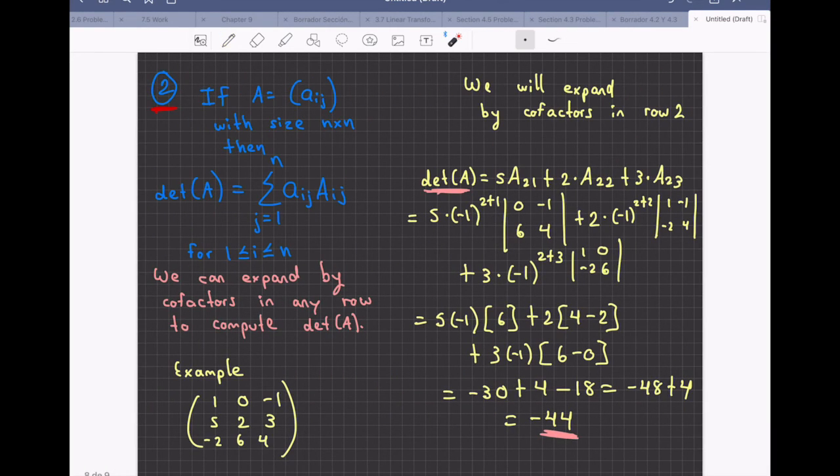So in this example, I expanded by cofactors in the row 2. But if I want to expand by cofactors in the column 1 or the column 2 or the column 3 by following this process, the answer is going to be exactly the same. So you can expand by cofactors in either row 1, row 2, row 3, or column 1, column 2, and column 3. The answer is going to be the same.